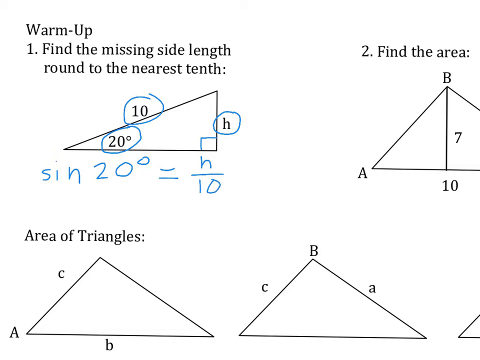So now we multiply both sides by 10. We get that h equals 10 times the sine of 20 degrees. Make sure your calculator is in degree mode when you do this. Rounding to the nearest tenth, we get 3.4.